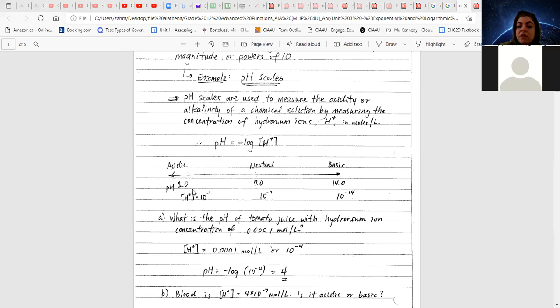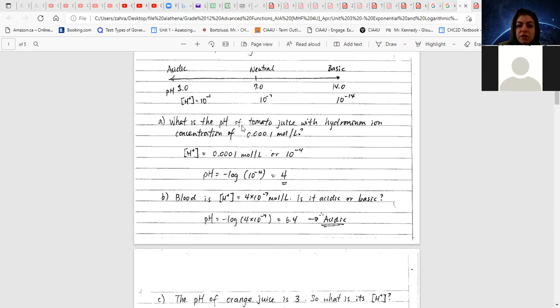So basically this side has a bigger concentration of hydrogen than this side. This is going to be acidic. You know that more hydrogen ion means more acidic. Less hydrogen ion means more basic.